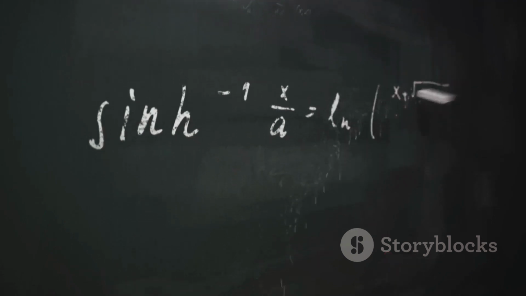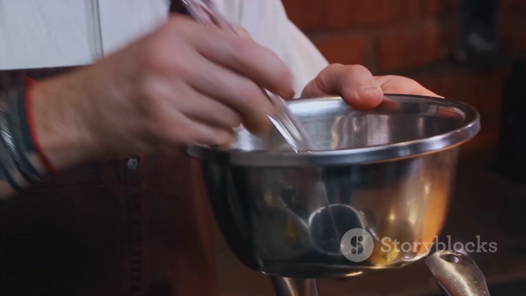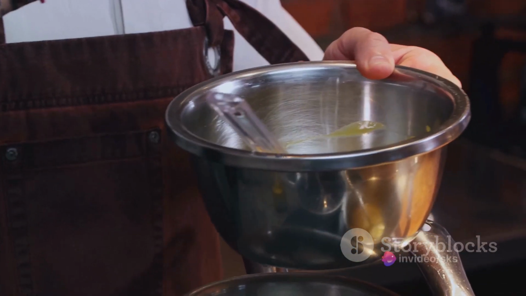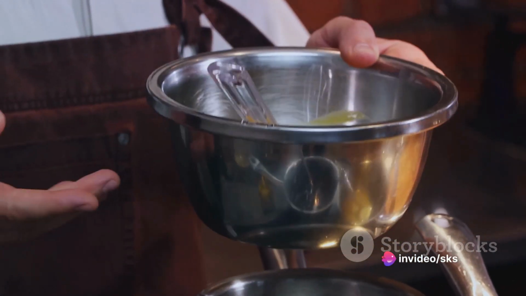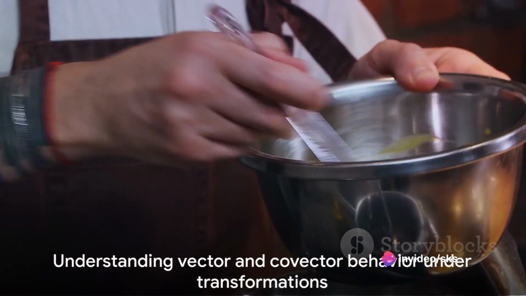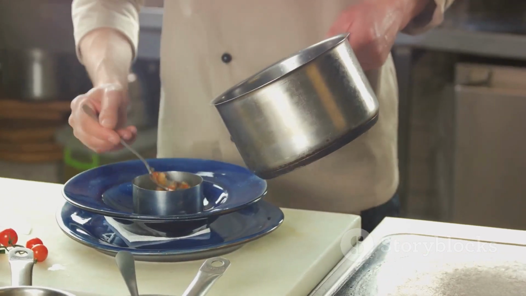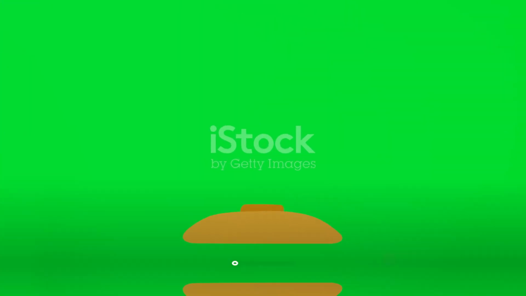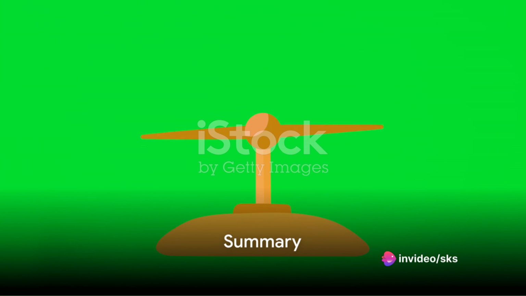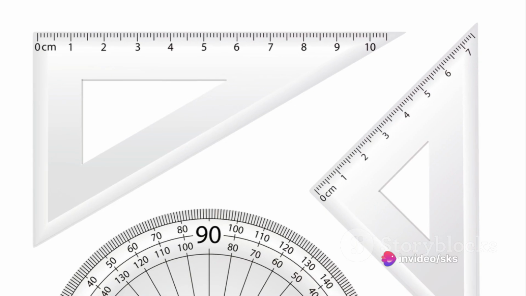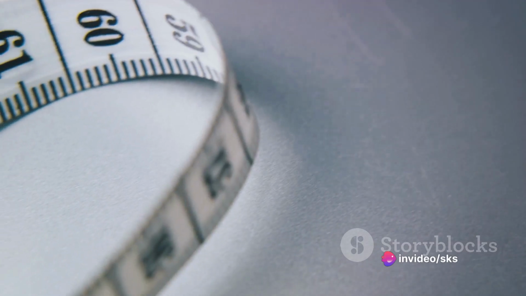Now, it's important to note that tensors can have aspects of both covariance and contravariance. Yes, it's like a recipe that sometimes measures ingredients by weight and other times by volume. The way these measurements change when you switch from one system to another helps us understand how vectors and covectors behave under transformations.